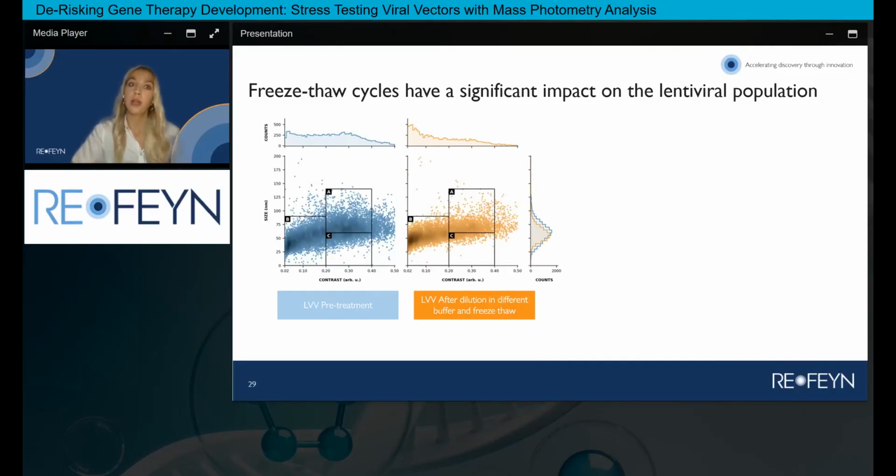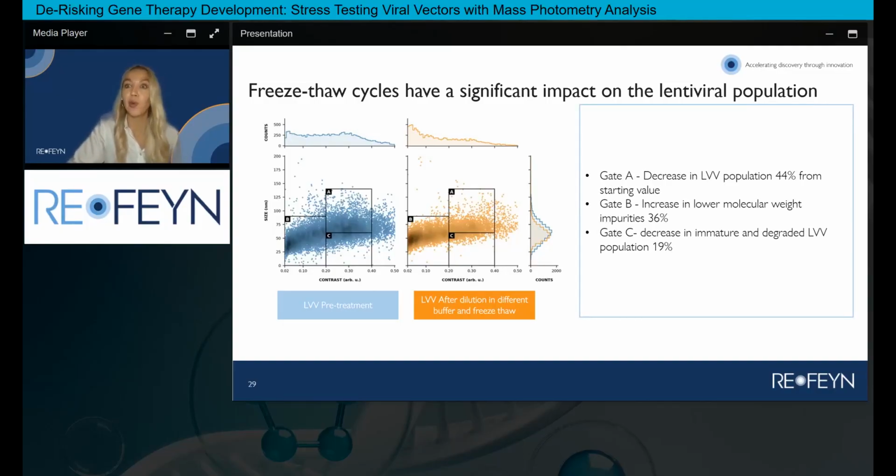So besides thermal stress for lentiviral vectors, we tested additional conditions, which is essentially to test how freeze-thaw cycles could potentially impact the lentiviral vector population. In this particular case, lentiviral vectors were pre-diluted in a different buffer and then freeze-thawed. And after that dilution, we measured our lentiviral vectors. As you can see on this scatter plot, in gate A, which is in the middle of this scatter plot, there is a decrease of the lentiviral vector population, almost 44% from the starting value.